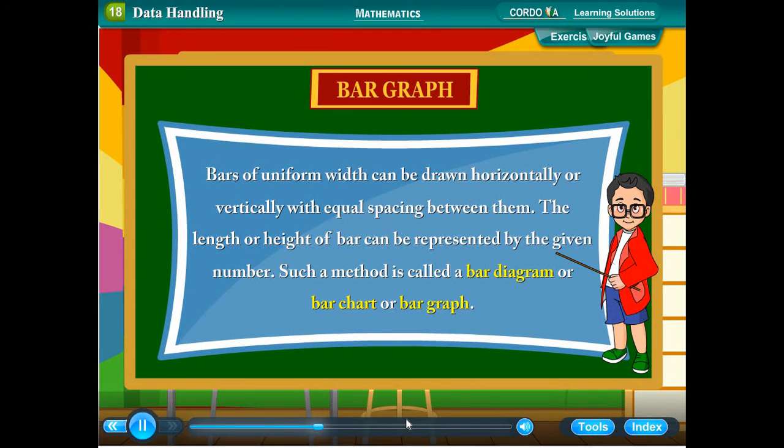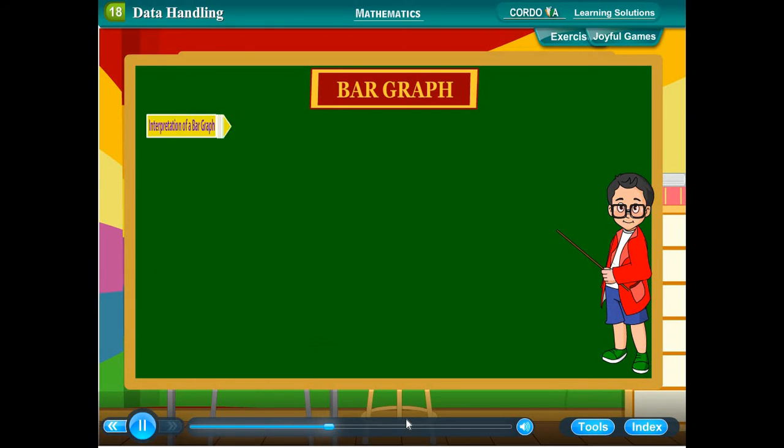Bars of uniform width can be drawn horizontally or vertically with equal spacing between them. The length or height of a bar can be represented by the given number. Such a method is called a bar diagram or bar chart or bar graph. Interpretation of a bar graph.